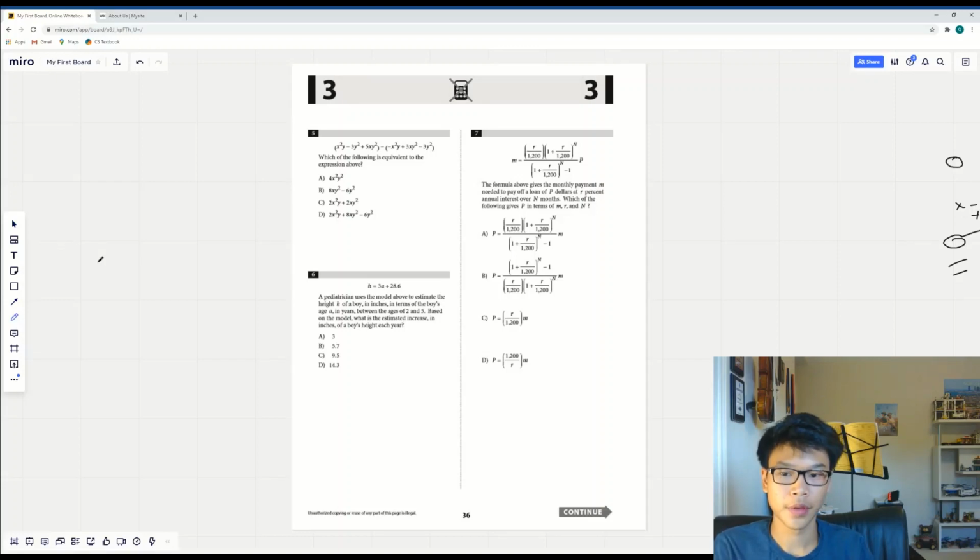Which of the following is an equivalent expression? Subtracting this, so x squared y minus x squared y. Oh, minus negative x squared y, so this becomes a positive. So it's going to be x squared y plus x squared y, which is 2x squared y.